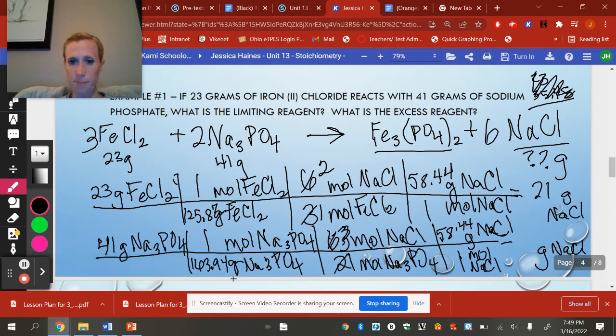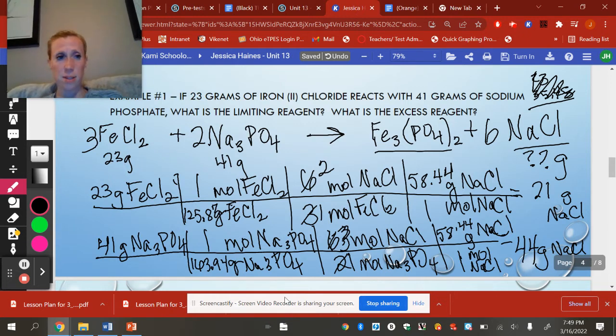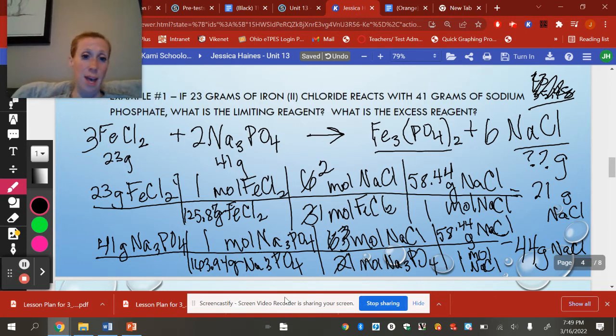Times 3 times 58.44. Okay, so with correct number of sig figs, we get 44 grams. Now, here's the part where we have to analyze what this means. What is this telling us? Well, this is telling us that one of these two things produces less sodium chloride than the other.